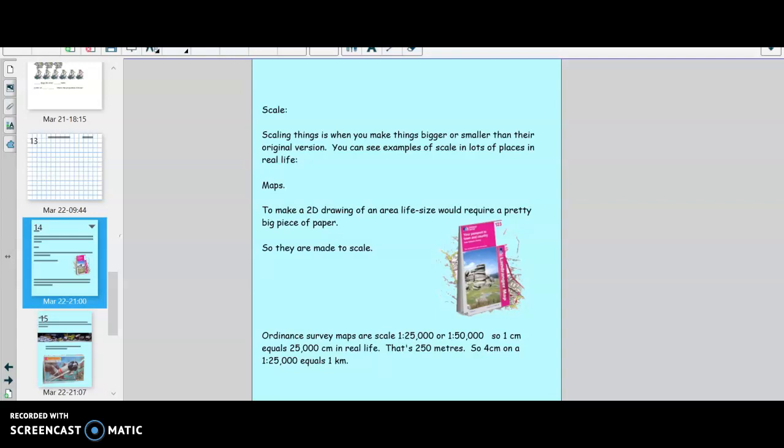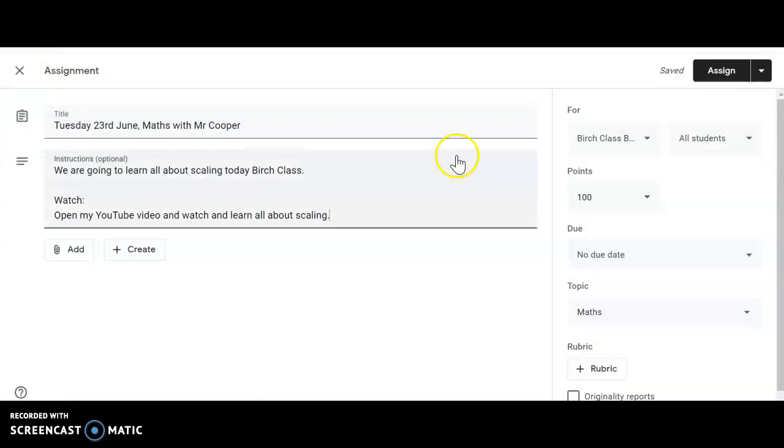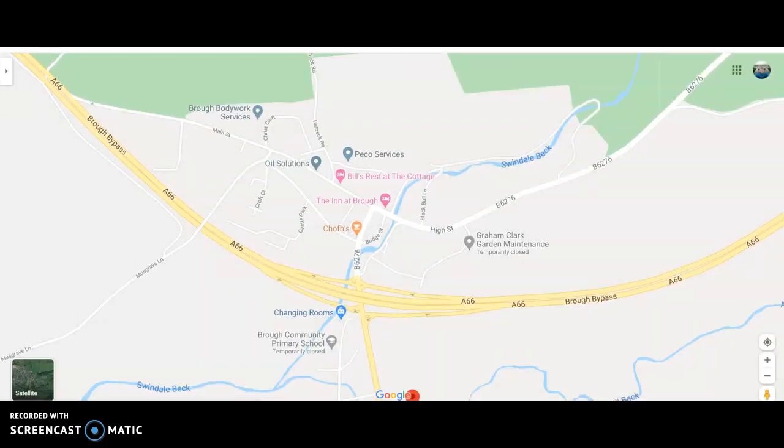Maps, for example. If you were to make a two-dimensional drawing of an area where you live, a life-size map's going to require a huge piece of paper, isn't it? You're going to need a map exactly the same size as the place you live. That's crazy, isn't it? Have a look at a map with Brough on it. It's tiny, isn't it, compared to the real size of Brough?